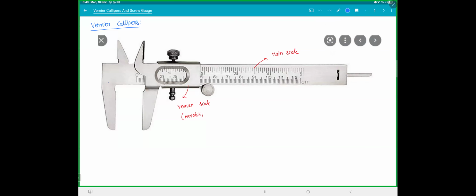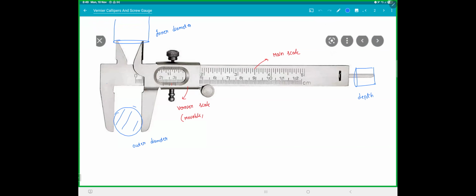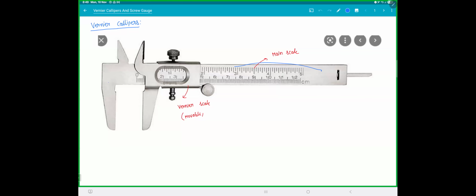So if you look at the scale, you can see this thing. This is your main scale, which is fixed. Here you have this small thing. This is your Vernier scale, which is movable, so that you can move left and right. And you can clearly see here, we have jaws. These are called jaws. These are also the bunny ears, and this is the tail.